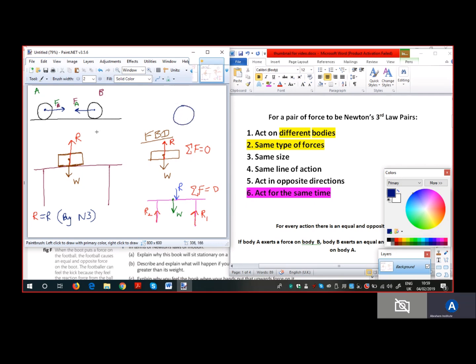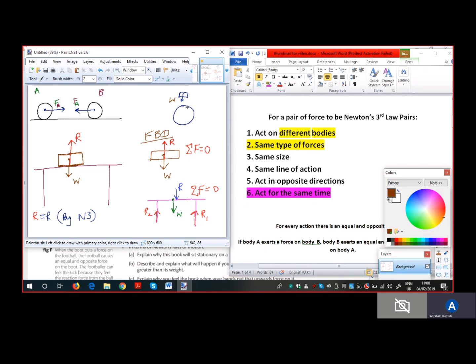That is the earth, and let's say this is the book. The book is on the table. Now there is a weight force exerted by the earth on the book. We call that W. Maybe I can use the same brown color so that it's easy for you to understand. So we have this W, the weight of the book.